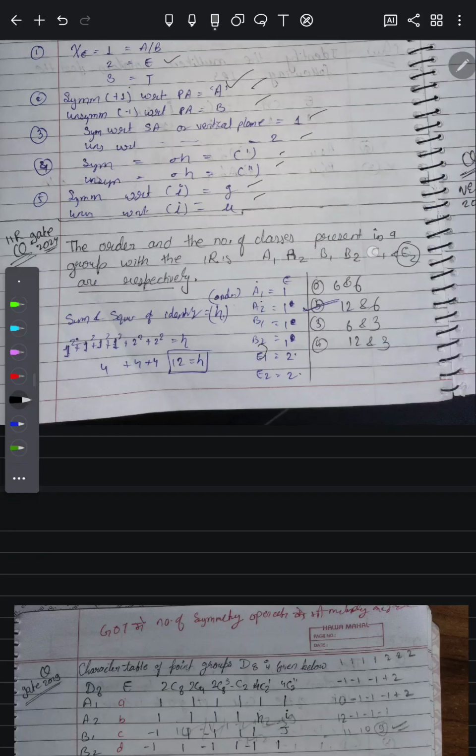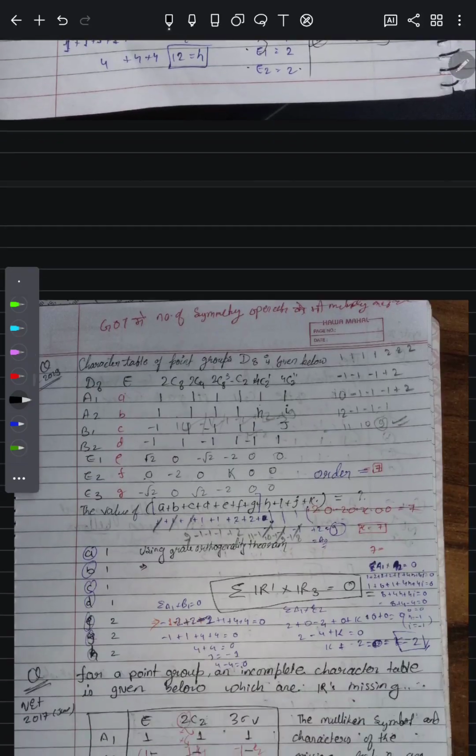So we put all these values and sum the squares according to this formula: 1 square plus 1 square plus 1 square plus 1 square plus 2 square plus 2 square is equal to h. Solving this, we get 12, which is the order. So the order is 12, and the number of classes can be easily counted: 1, 2, 3, 4, 5, 6. Six classes are present. So this is the final answer.